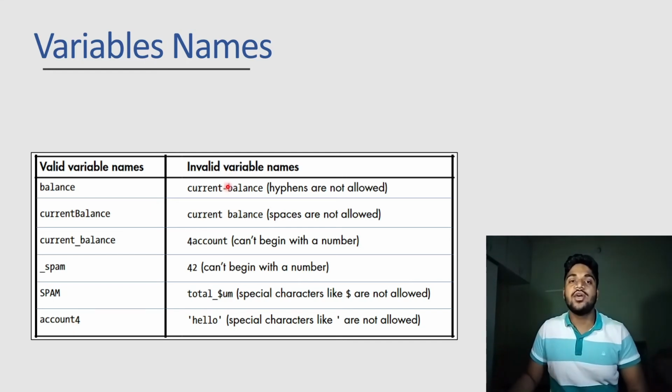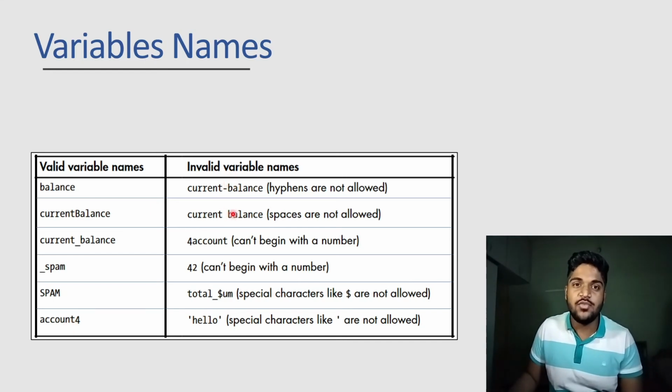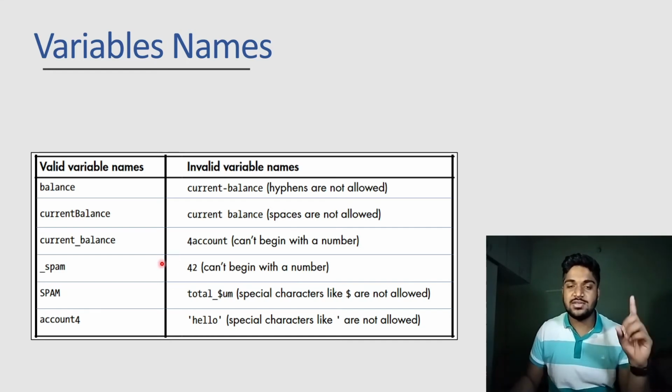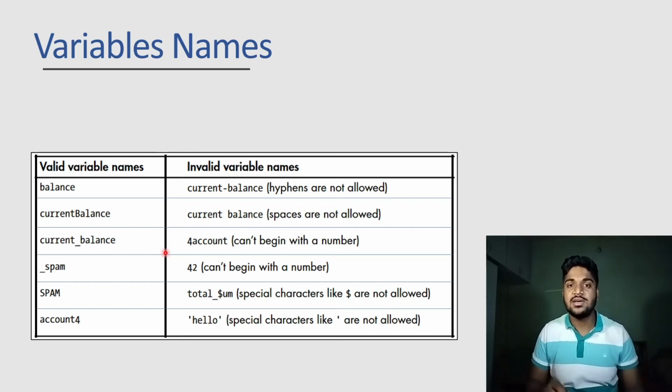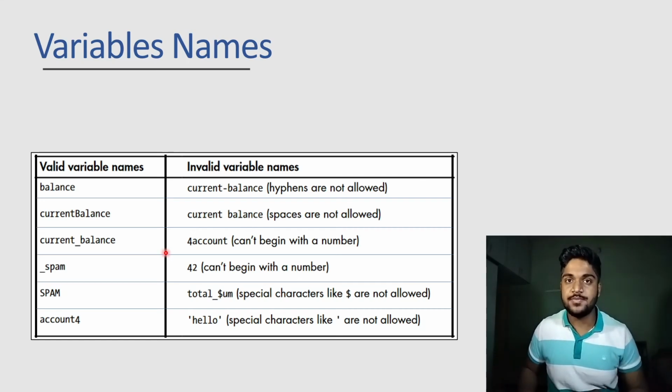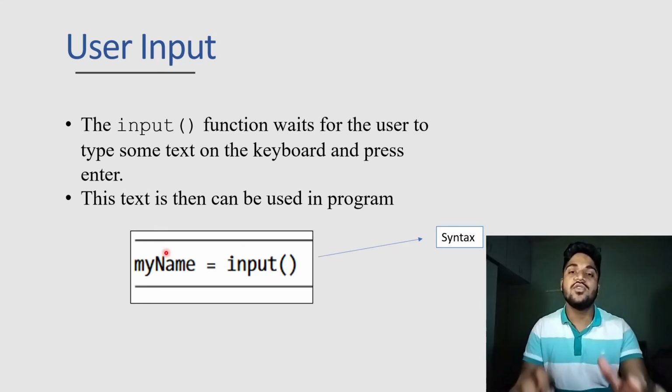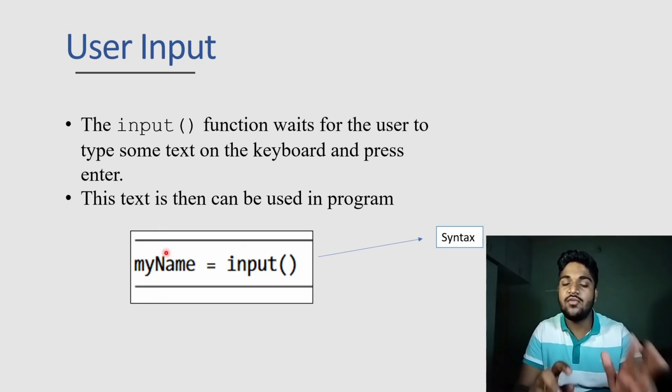For example, we cannot use a hyphen inside a variable name. We cannot use spaces. We cannot use a number at the starting, or even a number as a variable name. We cannot use quotes, single quote or double quote, as a variable name. We cannot use symbols such as exclamation, at the rate, hash, or dollar symbol. Anything like that we cannot use in variable names. This was variable names, how we can use them and what variables are.